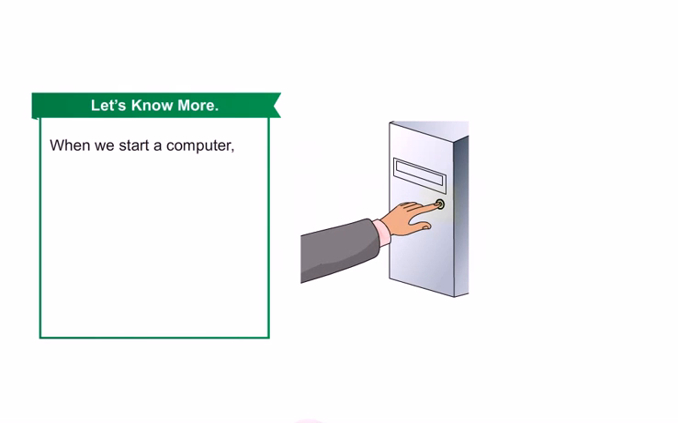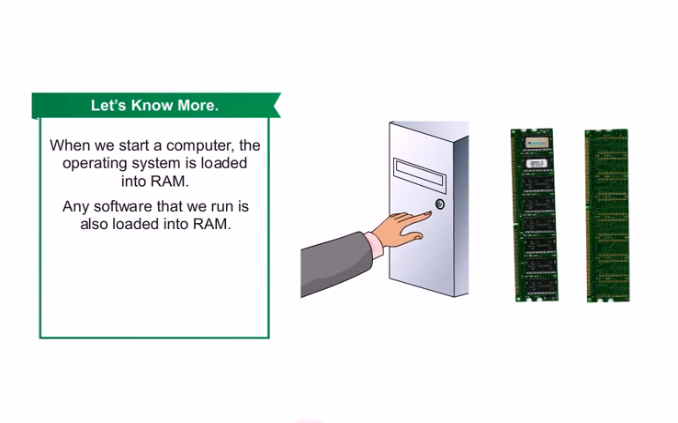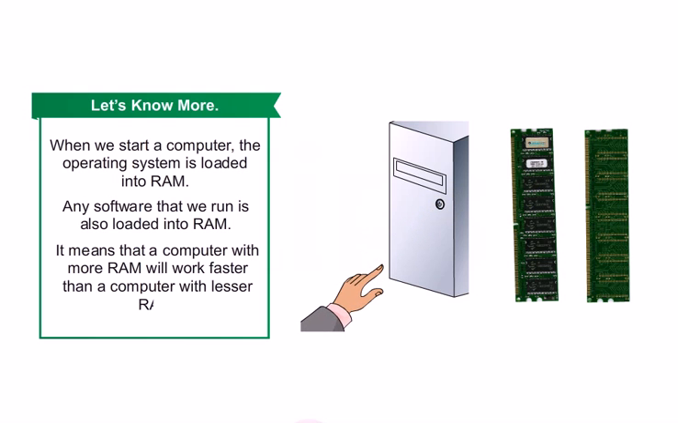Now let's know more. When we start a computer, the operating system is loaded into RAM. Any software that we run is also loaded into RAM. It means that a computer with more RAM will work faster than a computer with less RAM.